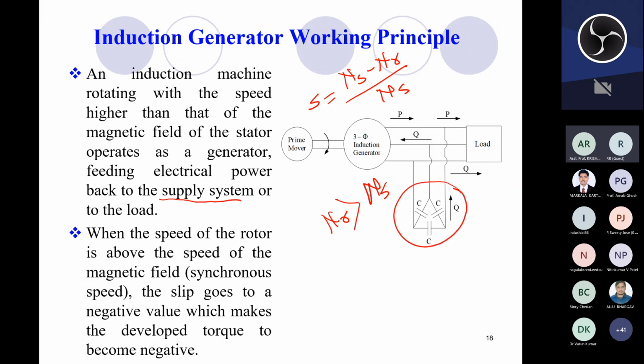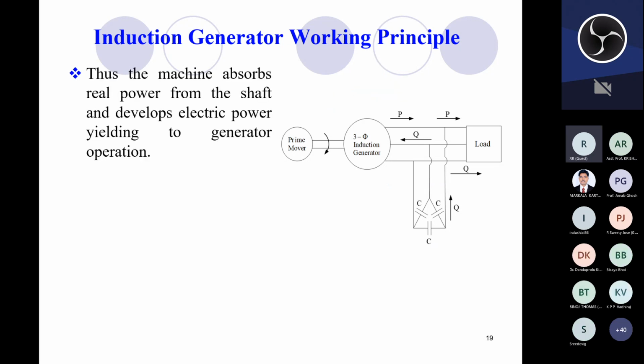Since some capacitors are connected to the stator terminals of the induction machine, it will produce a magnetic field, and thereby some flux cutting action will be there. So there will be some induced EMF in the stator terminals, so voltage will be generated. That means the power is now supplied by the prime mover. In case of wind power application, this prime mover is nothing but the wind turbine. So here the direction of torque becomes negative. That is the point. Therefore, the machine absorbs real power from the shaft and develops electric power, working as a generator.